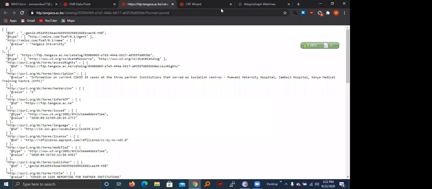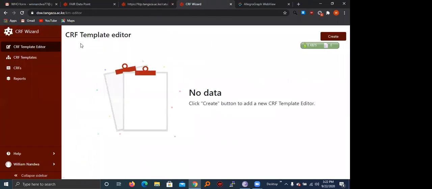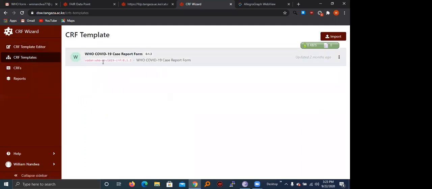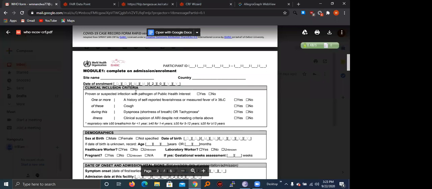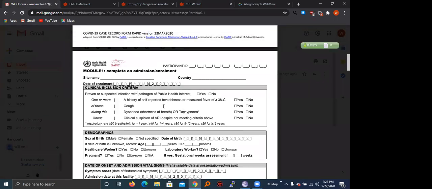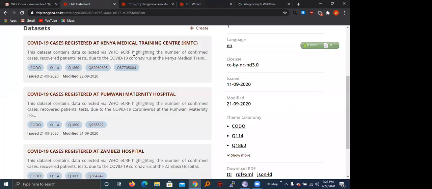Under the CRF template, at the moment we have not created one, but we are using the WHO one, which is recommended by the Board in Africa. This is the one we are using. This is the form we are using to collect data from the isolation centers. Then these are the CRFs. These are for Kenya Medical Training Colleges.